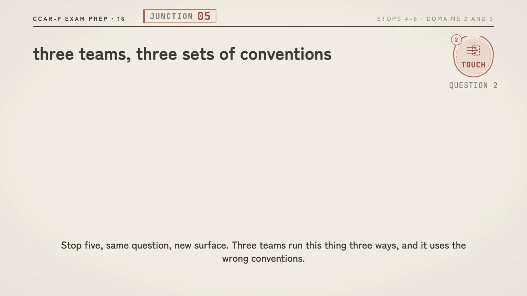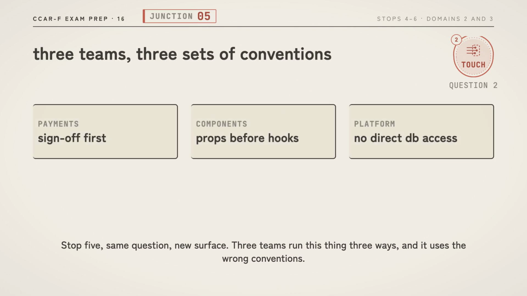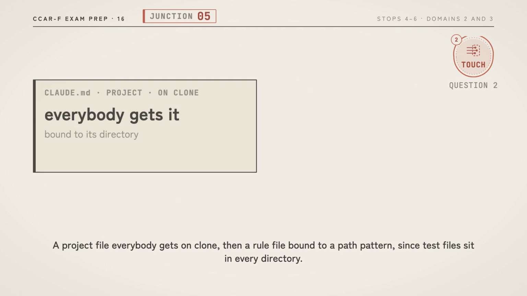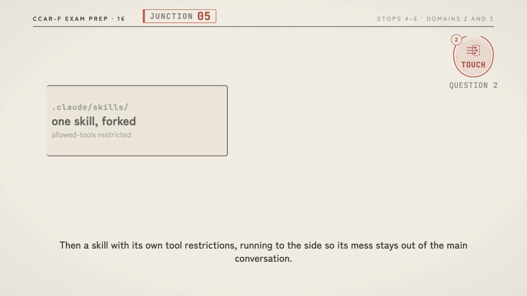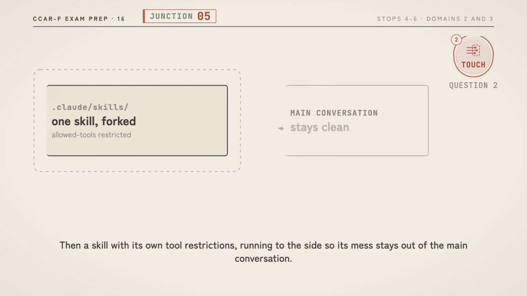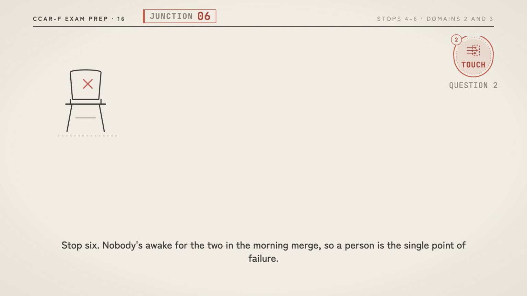Stop 5, same question, new surface. 3 teams run this thing 3 ways and it uses the wrong conventions. A project file everybody gets on clone, then a rule file bound to a path pattern since test files sit in every directory. Then a skill with its own tool restrictions running to the side so its maze stays out of the main conversation.